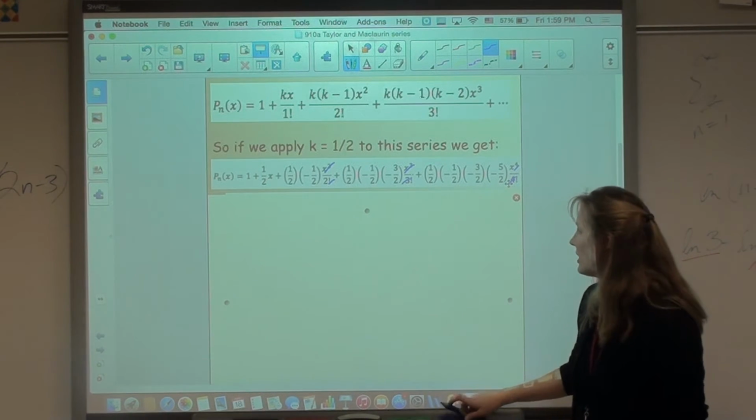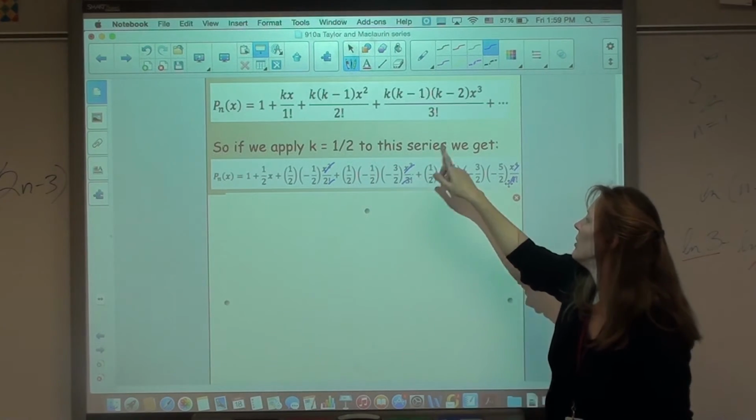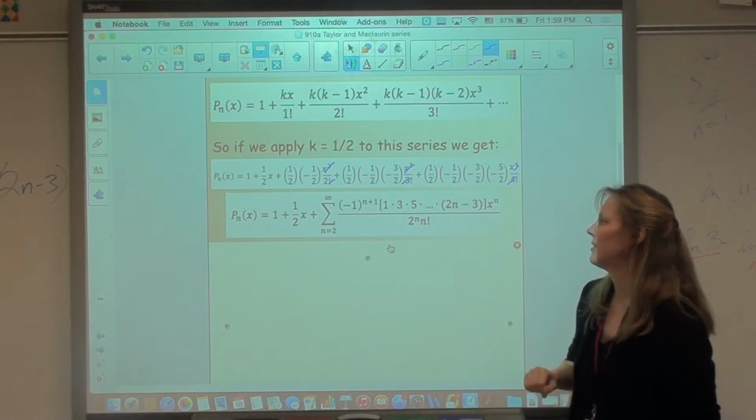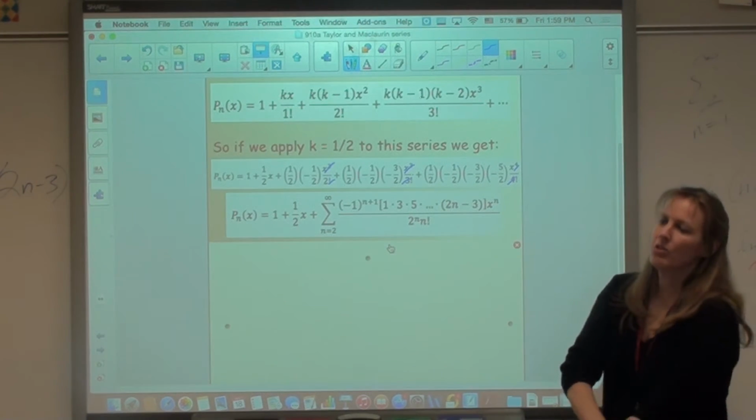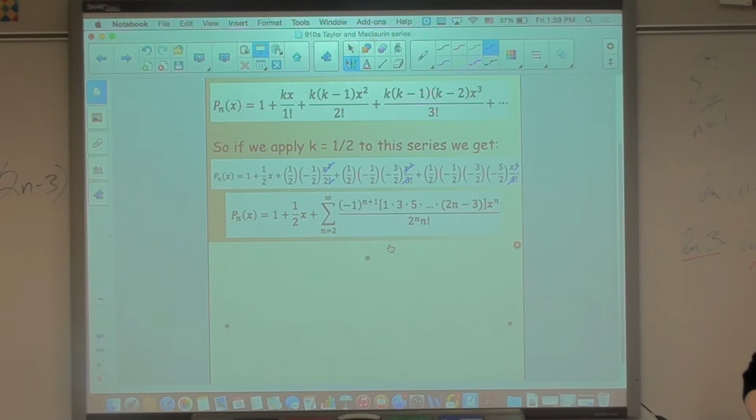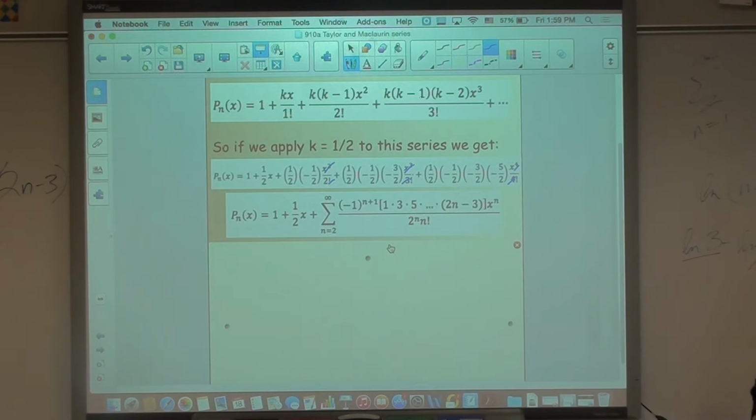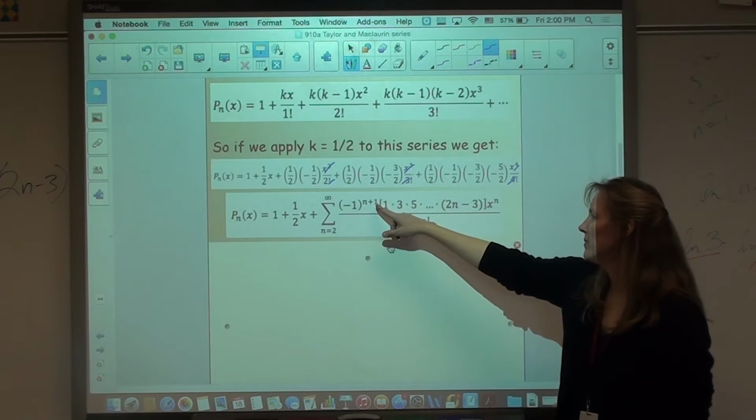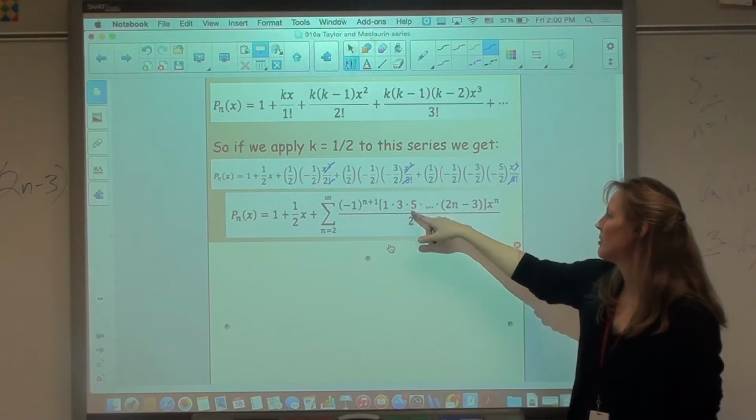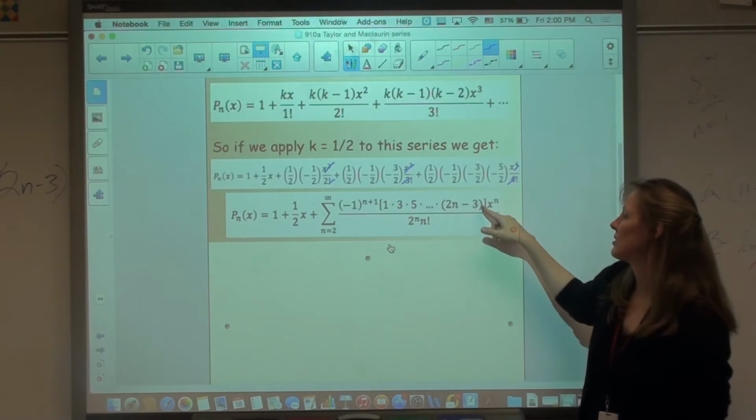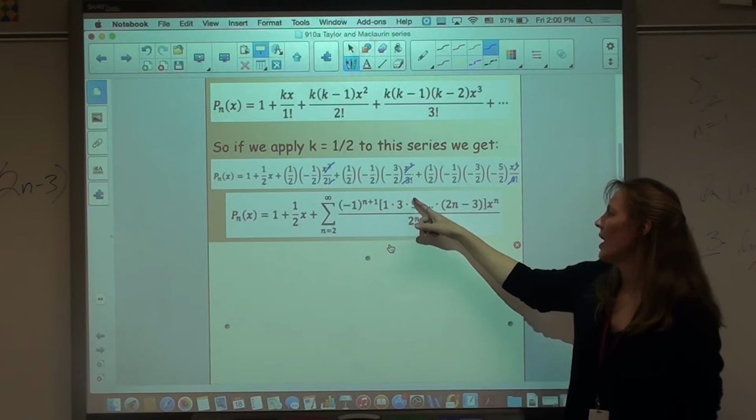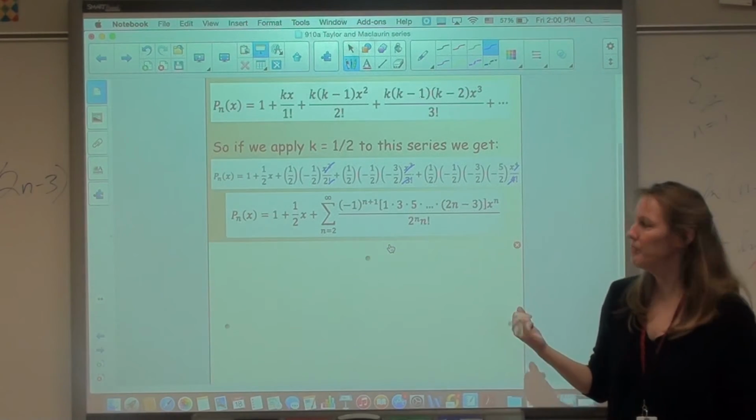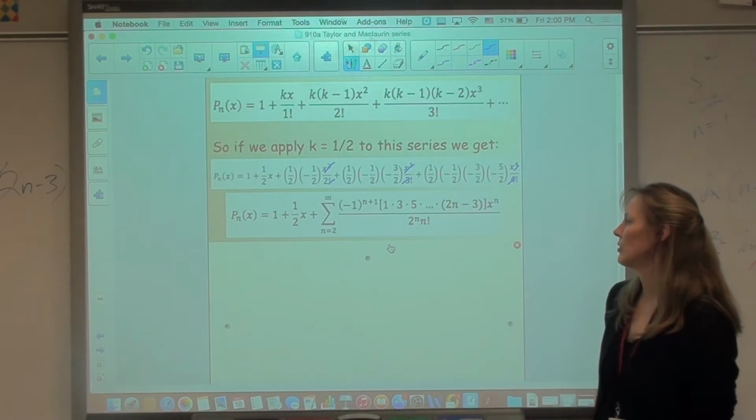The only part that's tricky is this 1 times 3, 1 times 3 times 5, 1 times 3 times 5 times 7. And the way that you write that is like this. That's the cutest way you've got, unless you want to do these quotients of factorials that are quite complicated. So here's what we've got. We have negative 1 to the n plus 1, that's our sign. We have 1 times 3 times 5 times ... times 2n minus 3. So what you do is you multiply every odd number, ending with whatever you get when you plug in your n value. Times x to the n over 2 to the n factorial.